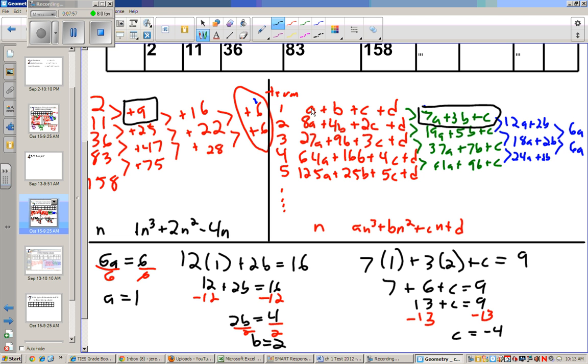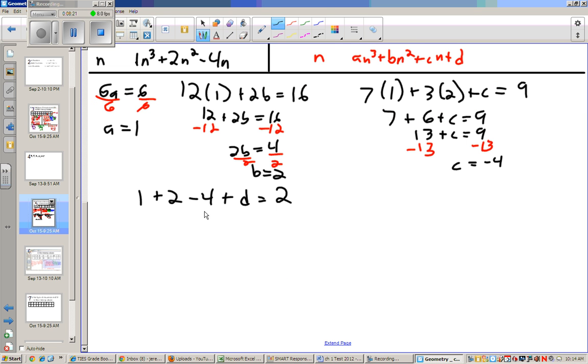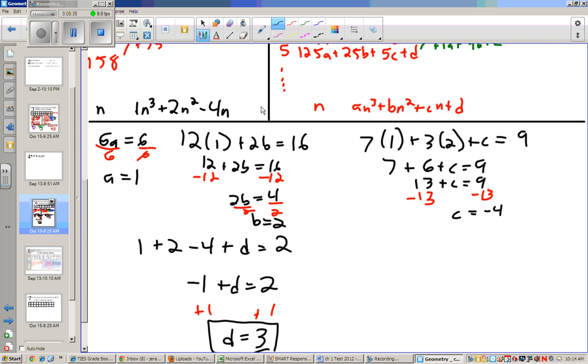The easiest one when we have d is a plus b plus c plus d, because this is going to equal the first position up here, which is 2. So a, which is 1, plus 2 minus 4, a plus b plus c plus d is going to equal my first value, which is 2. So that's 3 minus 4 is negative 1, plus d is equal to 2. If I add 1 on both sides, my d value is 3. So now I can come up here and put a plus 3 at the end of it.